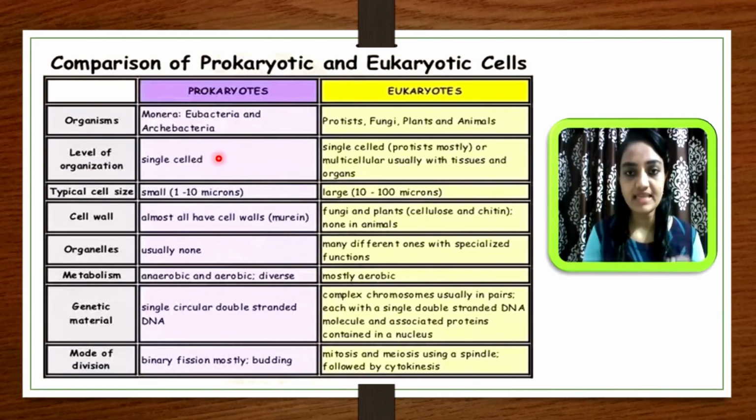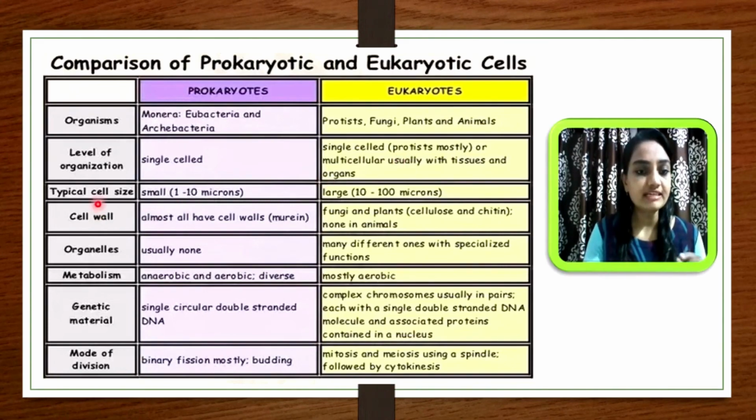Okay, means they are unicellular organisms. Here in the eukaryotic case, you can see they also have single-celled organisms. Also, they are multicellular organisms along with tissue structure and organ structure. So here you can observe that a higher level of organization will be found.